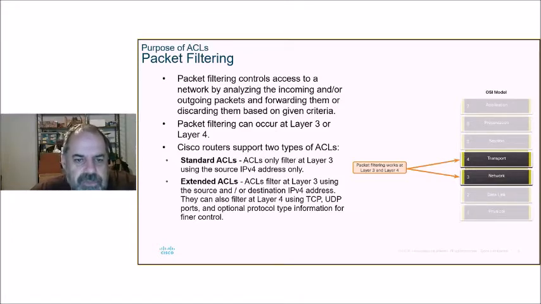Cisco routers support two types of ACLs. Standard ACLs filter at layer 3 using the source IPv4 address only, while extended ACLs can filter at layer 3 using the source and/or destination IPv4 addresses, but they can also filter at layer 4 using TCP and UDP ports and optional protocol type information for finer control. So yeah, the extended ACLs are a much more precise control.